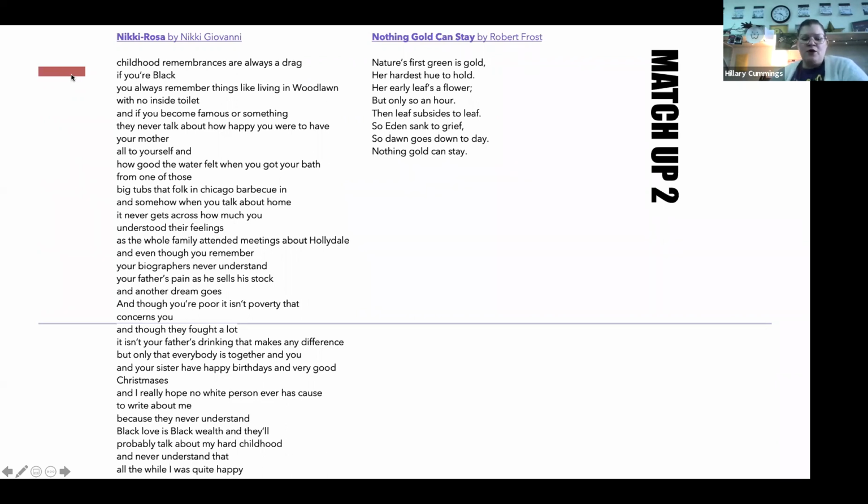And I really do hope no white person ever has cause to write about me because they never understand Black love is Black wealth. And they'll probably ask about my hard childhood and never understand that all the while I was quite happy.